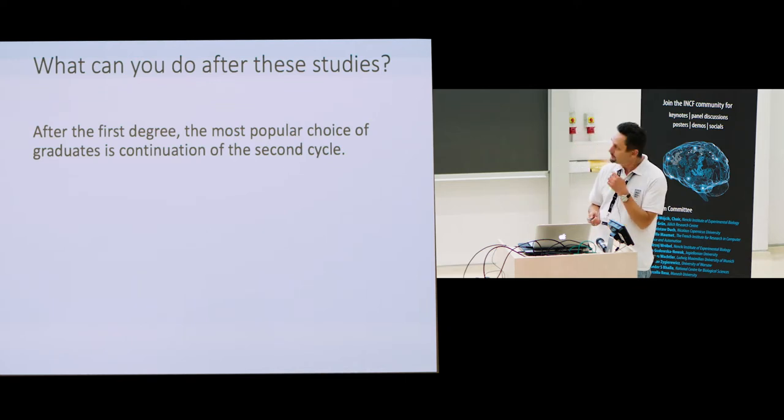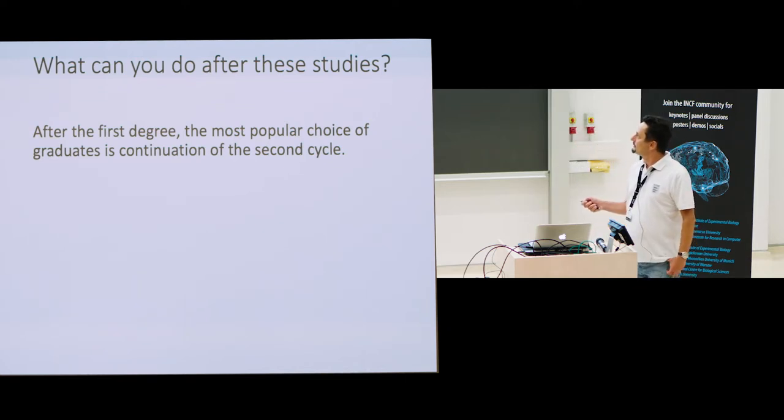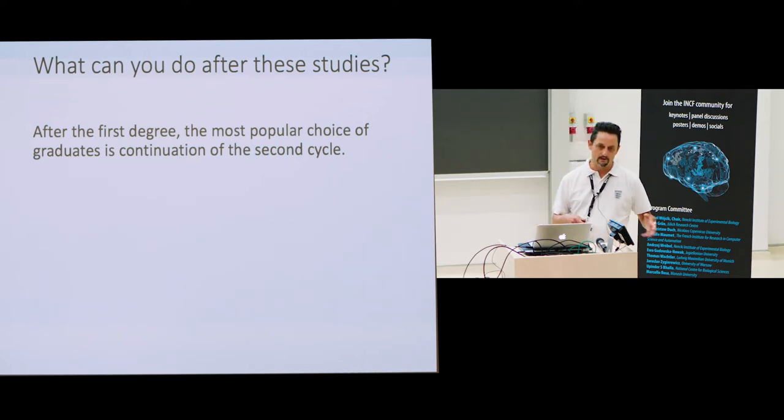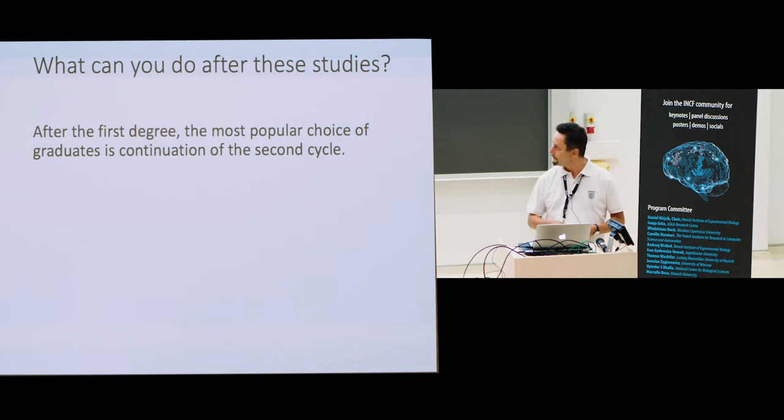And what do students want to do after these studies? After this first degree, the most popular choice is just to continue on the second cycle. And fortunately, it turned out that it also works quite nice that we have two cycles, so that after this first cycle, people can choose the second cycle, not only here in our university, but we found that quite a number of people try to find it somewhere else in Europe, for example, so they just move with their Erasmus programs or with some other programs to other universities.